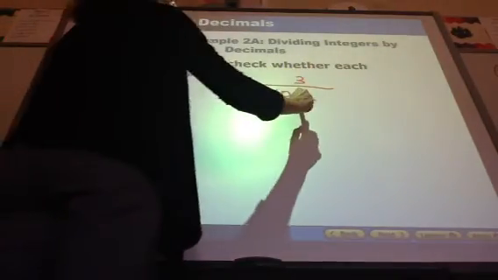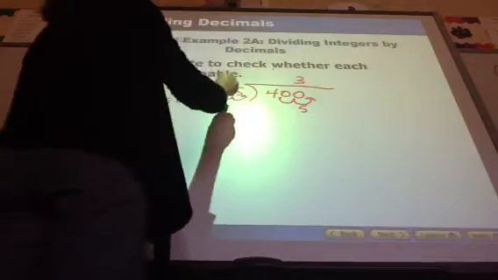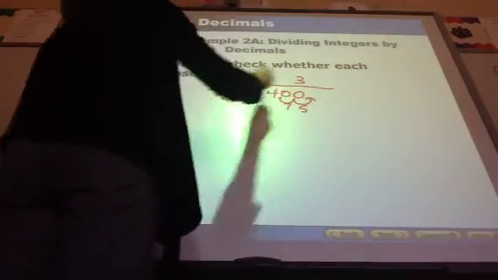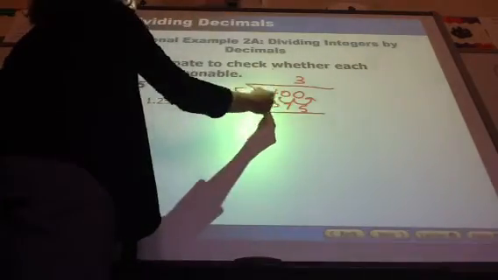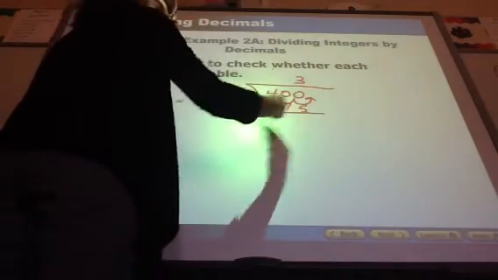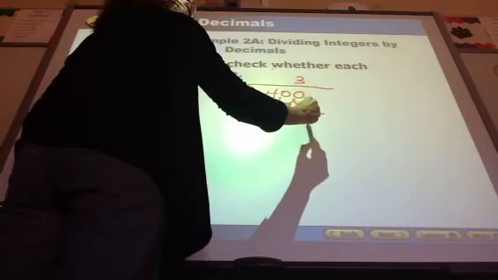3 times 5 is 15, carry the 1. 3 times 2 is 6, plus the 1 is 7. 3 times 1 is 3. So when I subtract, I can do that in my head, mental math. 400 minus 375 is going to be 25.